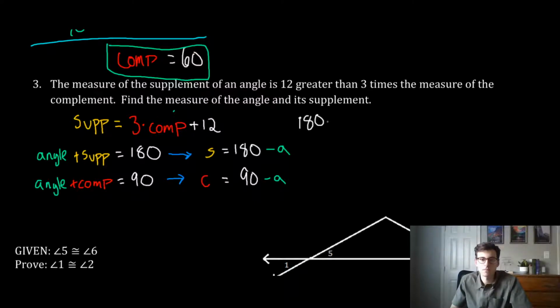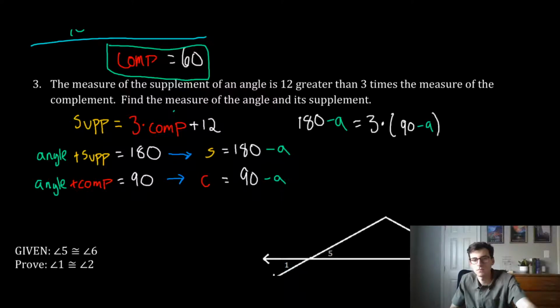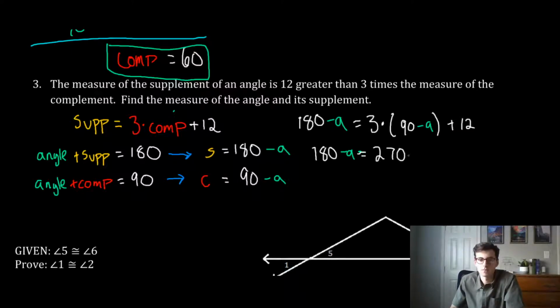180 minus A equals 3 times, parentheses, 90 minus A, plus 12. Okay, now let's simplify this side of the equation. 180 minus A equals 270 minus 3A plus 12.